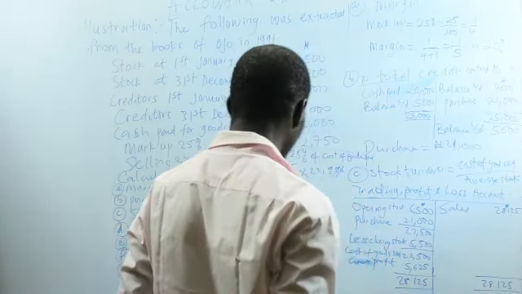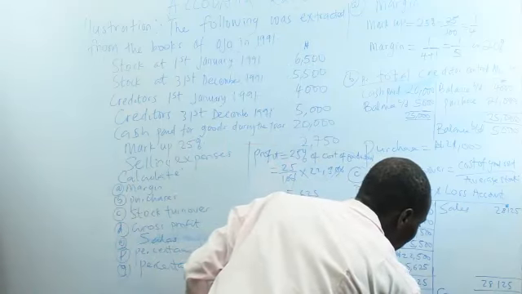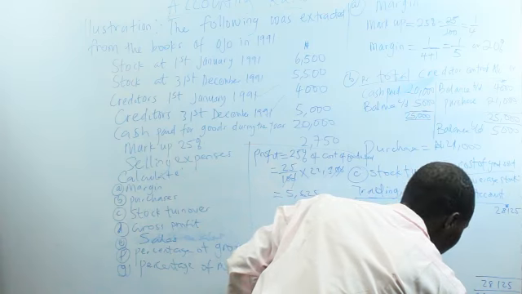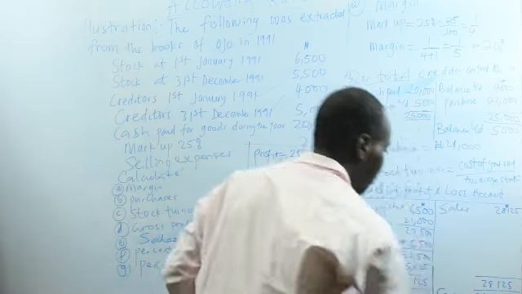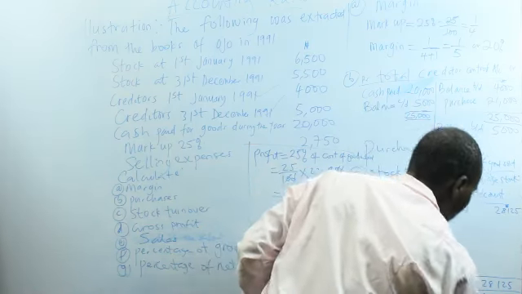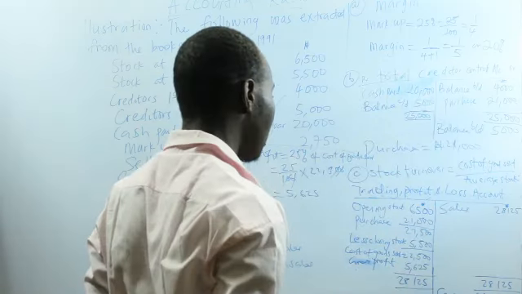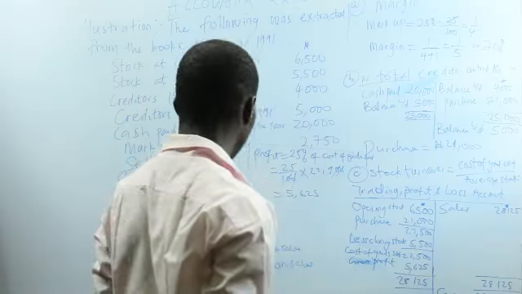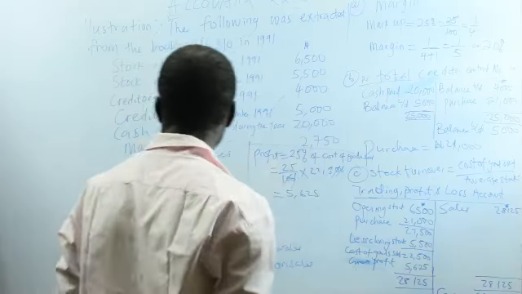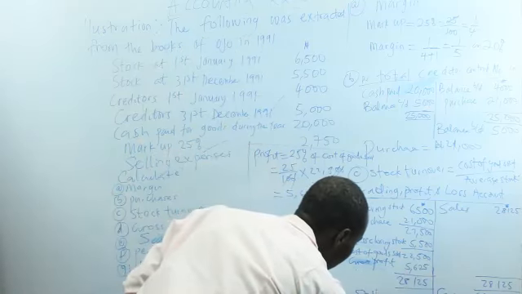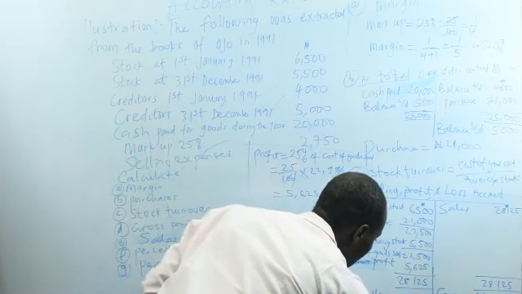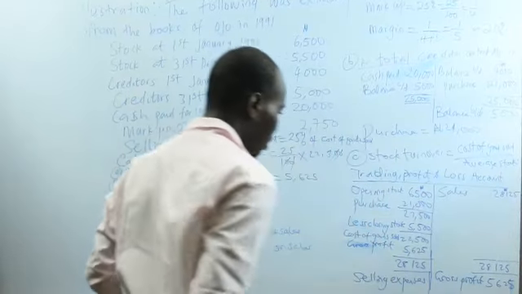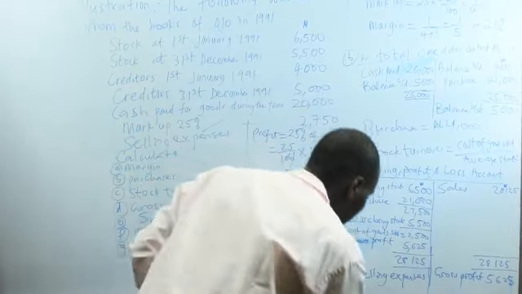The next thing is to calculate our net profit. So we have the gross profit, which is 5,625. Now the next thing is to calculate our net profit. So we have the selling expenses. We deduct the selling expenses from it, and that will give us the net profit.